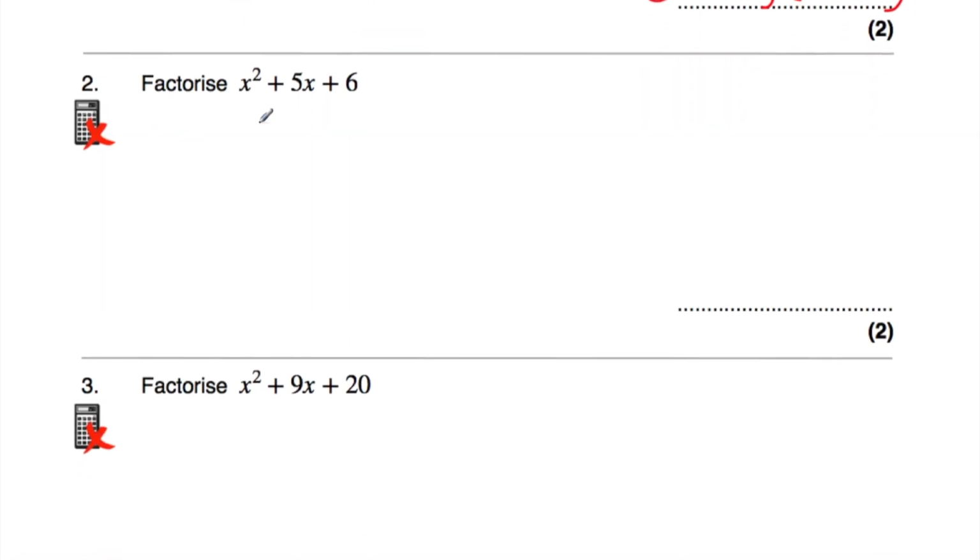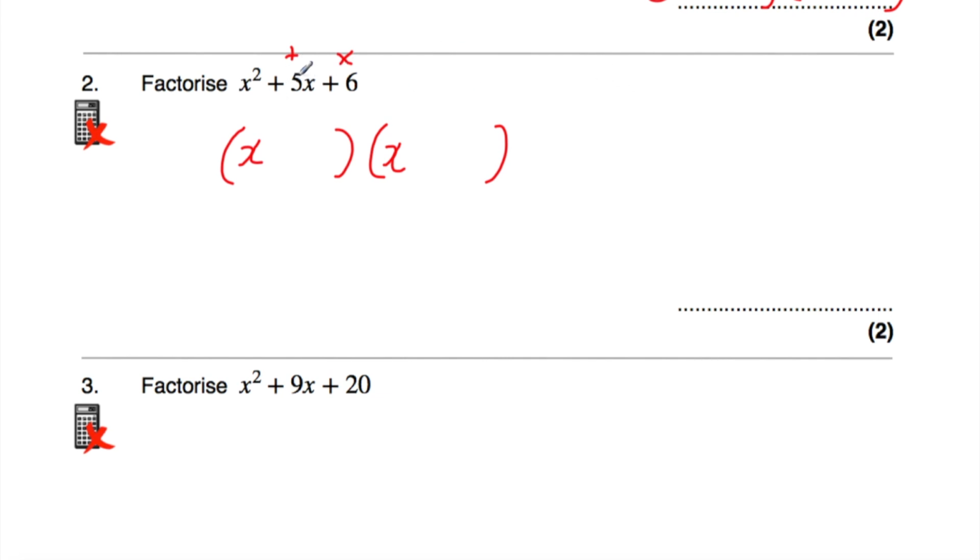Question number 2, we've been asked to factorise x squared plus 5x plus 6. Because it's a quadratic in the form of x squared plus bx plus c, let's put our brackets down, bracket, bracket, bracket, bracket, and we'll put x at the front of both brackets because we've got our x squared. So if we have x times x, that's x squared. Now we want to find two numbers that will multiply together to give us 6, and add together to give us 5.